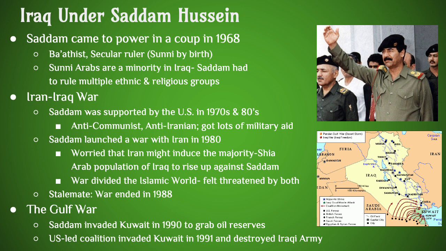So Saddam went from being our friend to being our enemy, and we created this huge international coalition to invade Kuwait in 1991, and we collectively ended up basically destroying the Iraqi army. But as soon as Kuwait was liberated, we pulled all of our troops out of Iraq. This was not the Iraq War of the 21st century. That comes later.